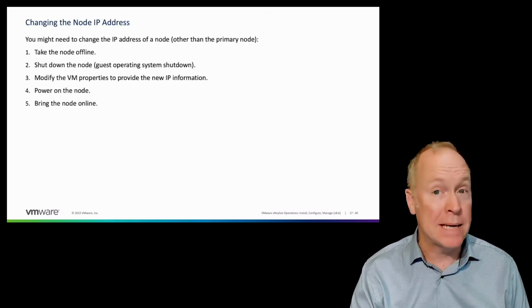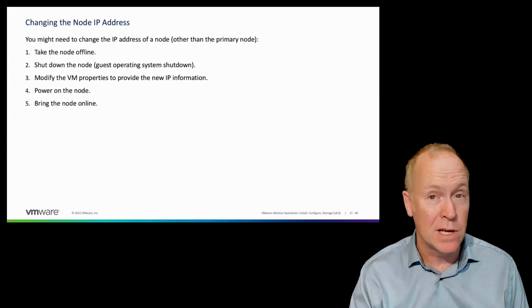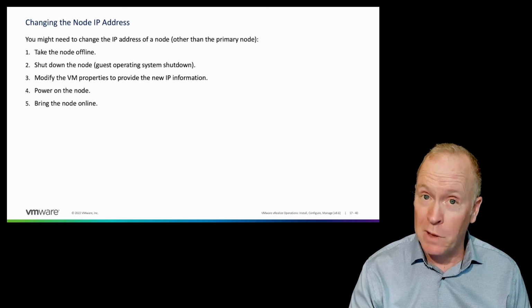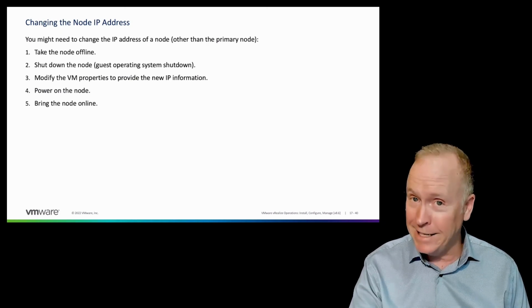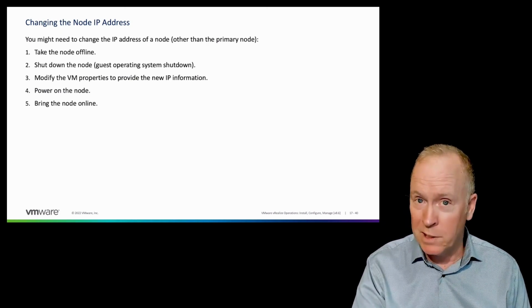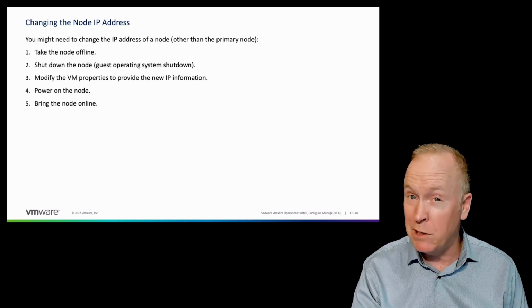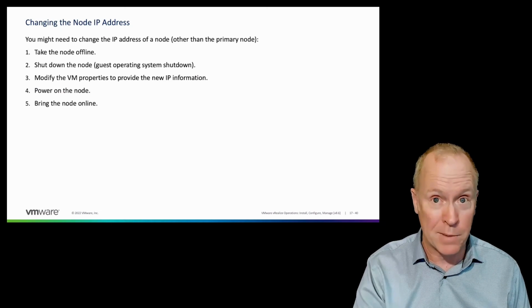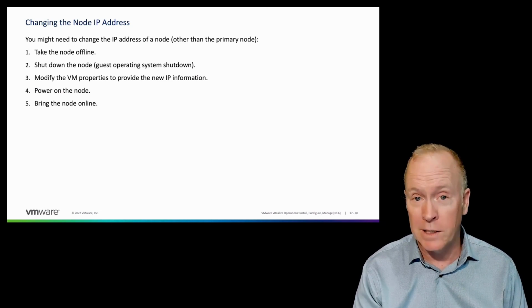At times, it might be necessary to change the IP address of one of your vRealize Operations nodes. So we're going to talk about how to do that, but please be aware that in the next slide, we're going to tackle the specific case of changing the IP address on the primary. So this procedure here is not for the primary, it's for the other nodes in your cluster.